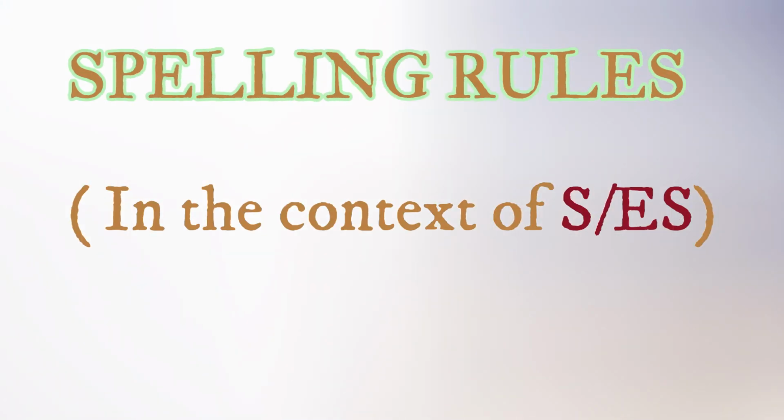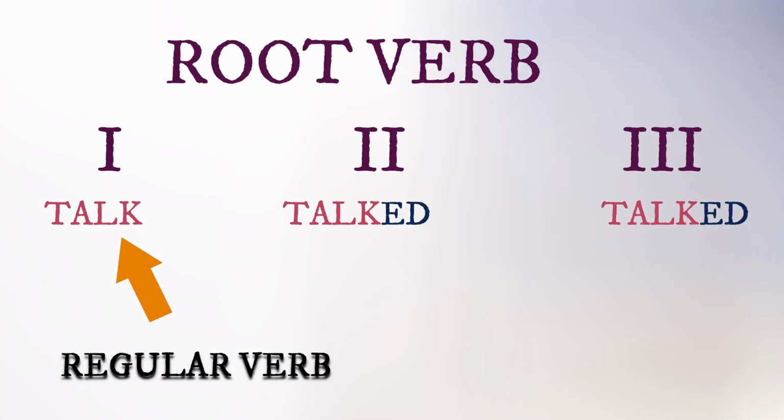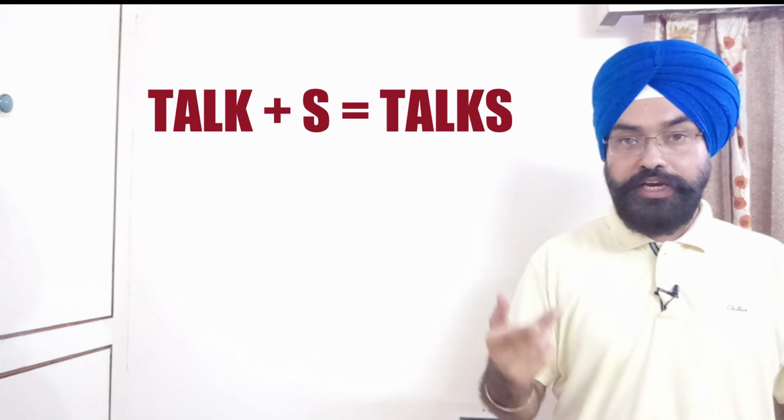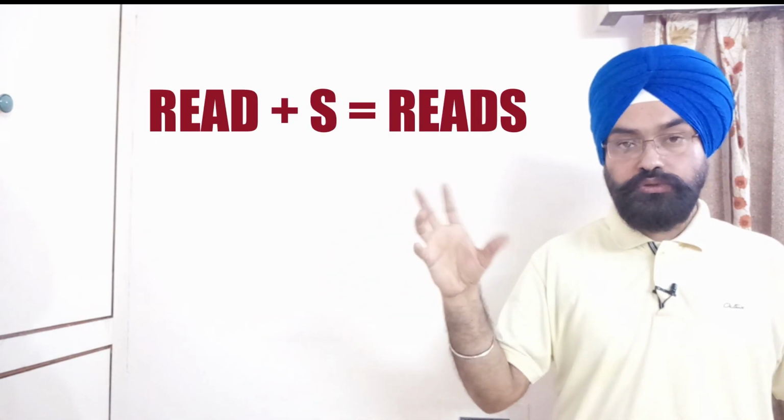And now we are going to talk about the spelling rules. We have to follow certain spelling rules with the use of s or es. So here, when you have a regular verb, meaning the root verb is the same in all three forms of the verb. You already know there are three forms of the verb, right? Like talk, talked, talked. So these kinds of verbs are called regular verbs. If you are talking about regular verbs, you just have to add s with it. Like talk becomes talks. Read, you just have to put s, reads. So these are regular verbs.